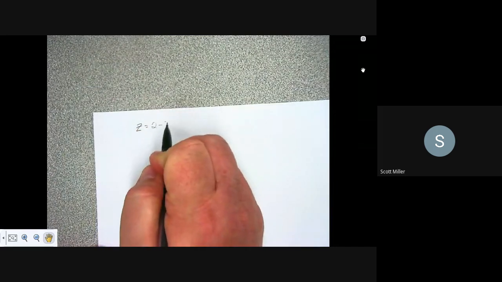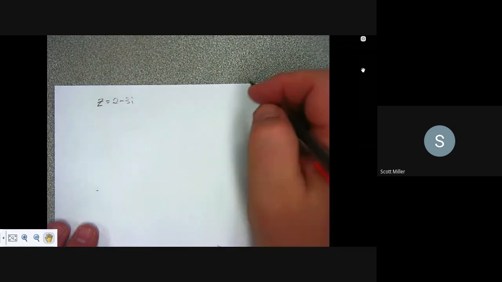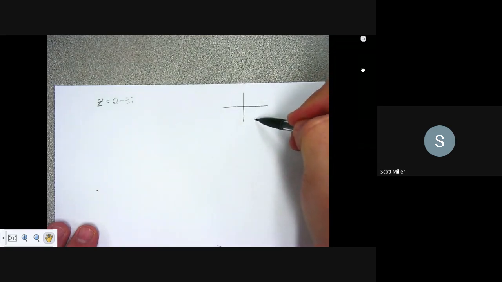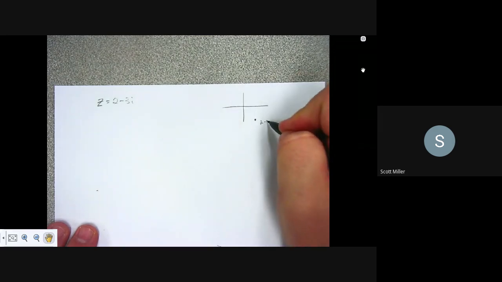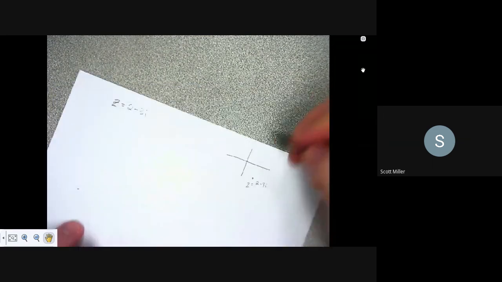Can I take this complex number and put it into polar form? I'm going to show you how to do that right now. So z is 2 minus 3i. The first thing I do is graph this so I know what quadrant it lands in. A is the real, b is the imaginary. So we have a point down here. This is 2 minus 3i. That is my z. And that then would be that distance to the origin.